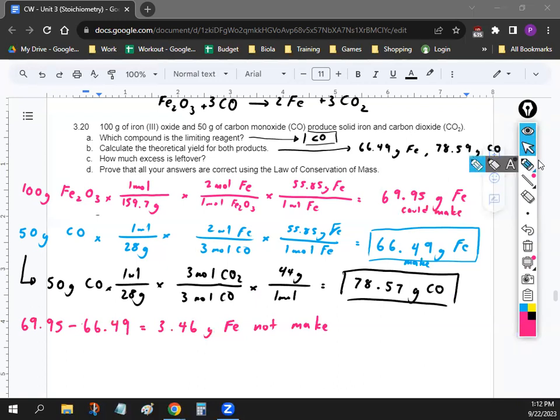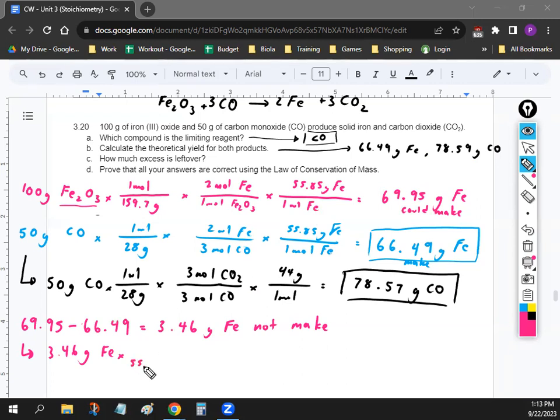All right, so from there, we can just work backwards and figure out how much excess is left over. You have 3.46 grams of Fe, and then we just work backwards to find the excess, which we said is Fe2O3. We can use the numbers that we had and then work back.